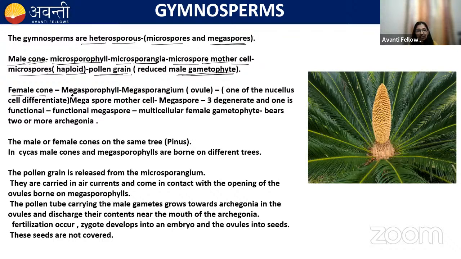Similarly, the female cone has the megasporophylls. The megasporophylls have the megasporangium, which is equivalent to the ovule. The megasporangium contains a megaspore mother cell. When meiosis occurs in the megaspore mother cell, haploid megaspores are formed. Four megaspores are formed, out of which three degenerate and only one is functional. That functional megaspore will form the multicellular female gametophyte, which bears two or more archegonia.